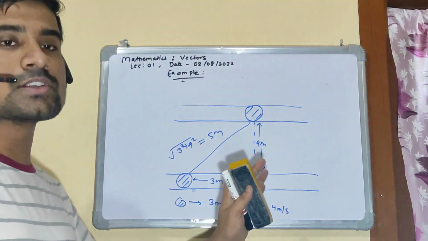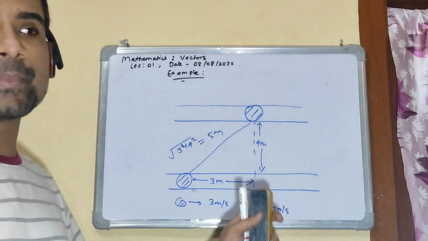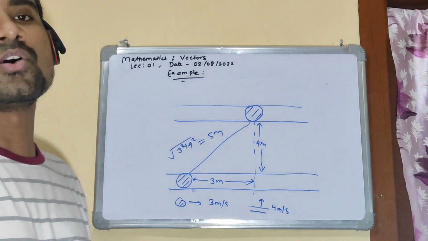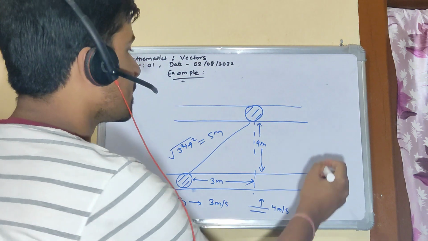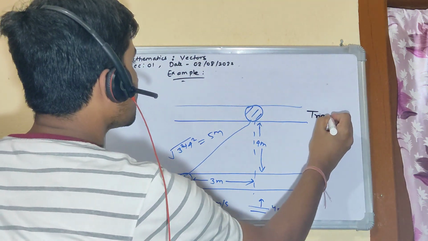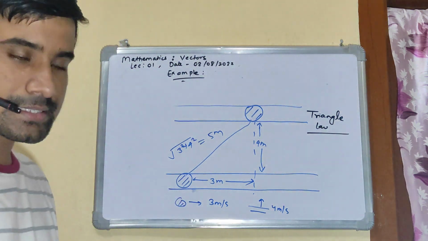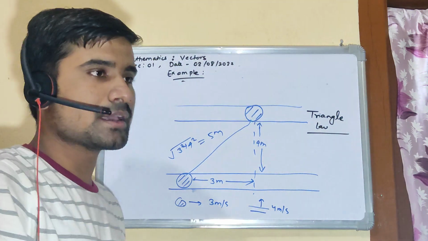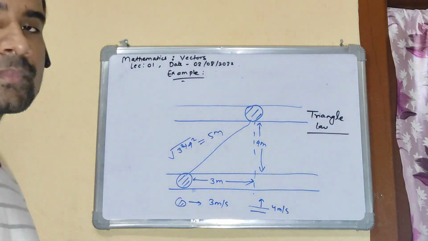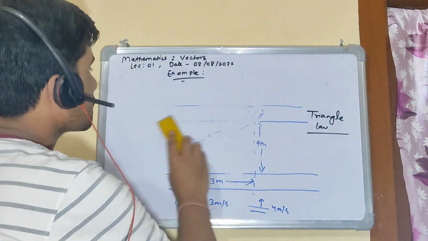These rules which we just used in a triangle format are called the triangle law of vector addition, which we'll discuss in coming time. Okay, this is clear.